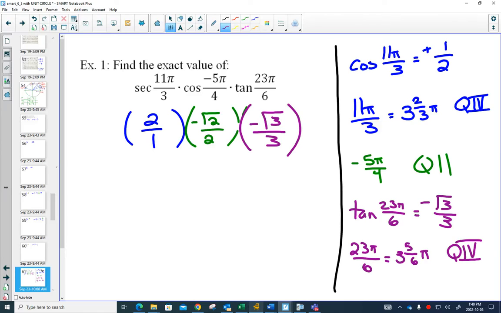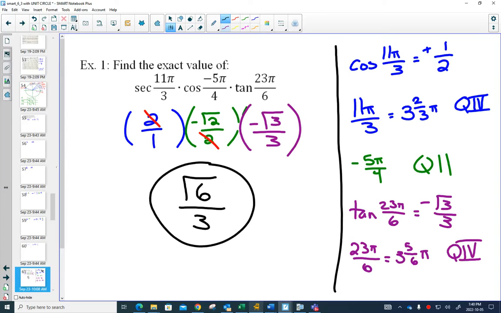Then how do we multiply fractions? We multiply the numerators, we multiply the denominators. Maybe you would say, hey, 2 divided by 2, that simplifies. You could do that right away. And you're just left with, well, a negative times a negative. That's going to be positive. How do I multiply radicals? Root 2 times root 3? That's root 6. And 1 times 3 on the bottom? Root 6/3.